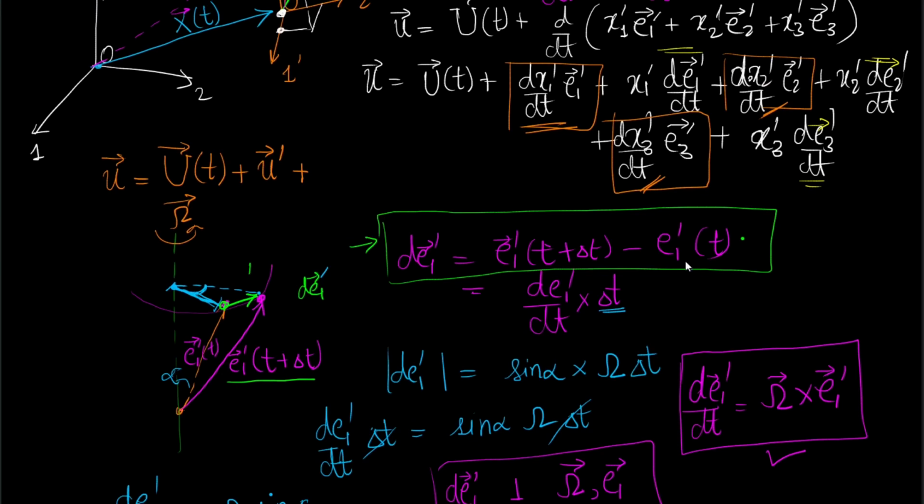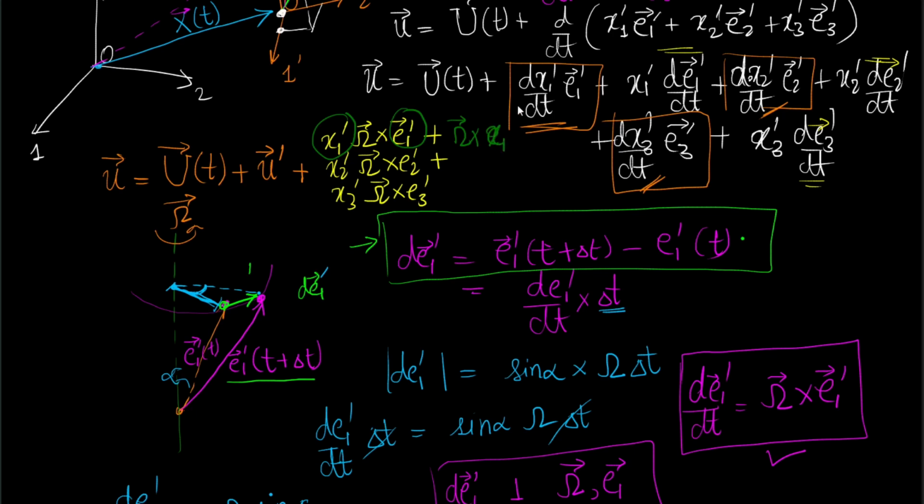And when we substitute this particular relationship over here, what do we have? We have x1 prime de1 prime/dt. So essentially it's something like x1 prime omega cross e1 prime plus x2 prime omega cross e2 plus x3 prime omega cross e3. This is nothing but omega cross x1 vector. So if I combine this and this, it is nothing but omega cross x1 vector.